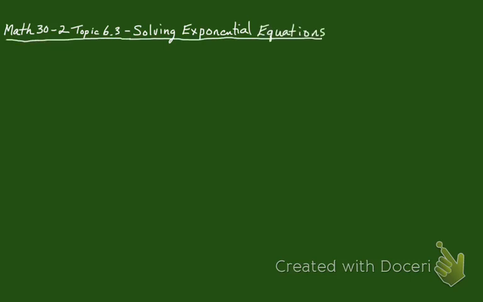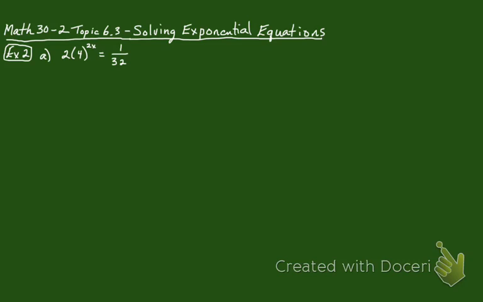Okay, today in Math 30-2, we're going to look at topic 6.2, 6.3, solving exponential equations. We're going to start with example 2 from the book because I don't like example 1. Example 2a says 2 times 4 to the power of 2x is equal to 1 over 32.